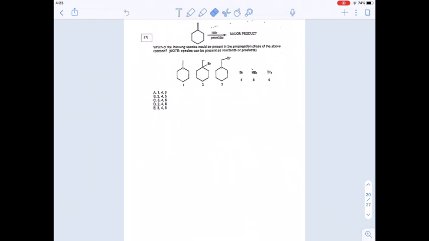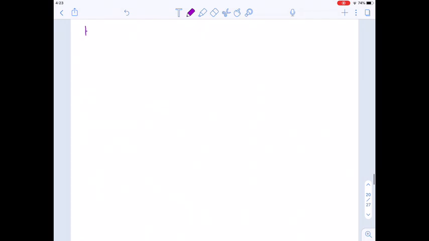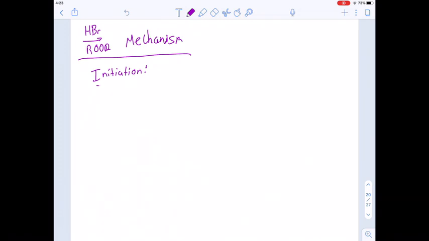Okay. So now we can go ahead and go through the mechanism because I think that's the only mechanism I didn't include in these mocks. Because HBr over ROR has an interesting initiation, I will include that as well in this mech. So let's zoom in. Like I said, the first part is going to be initiation.